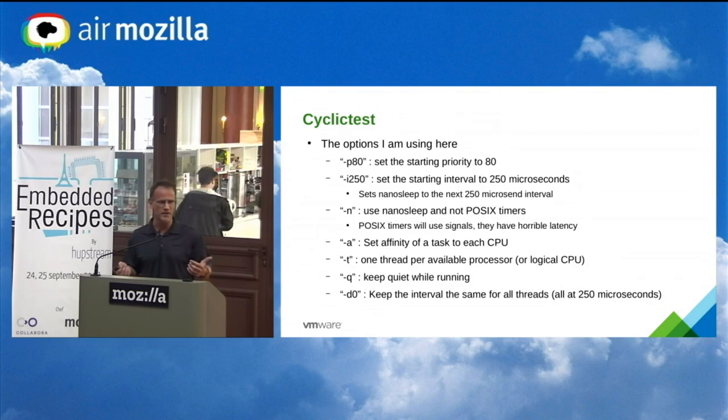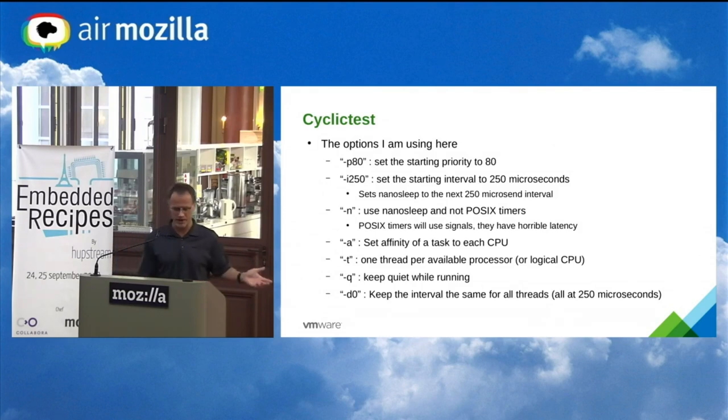By default they use POSIX signals, but if you ever looked at the code of how much it does when a POSIX signal goes in, there's no way you're going to get low latency with it. It's just so non-deterministic, so we try not to use that. So dash N is just nanosleep, which is a hard interrupt wake up. Dash A means we want to set the affinity of each task. So if you have six or eight CPUs, it'll create 8 threads and all 8 will be running on every single CPU. Dash T is 1 thread per processor. So dash A, dash T is how it does that.